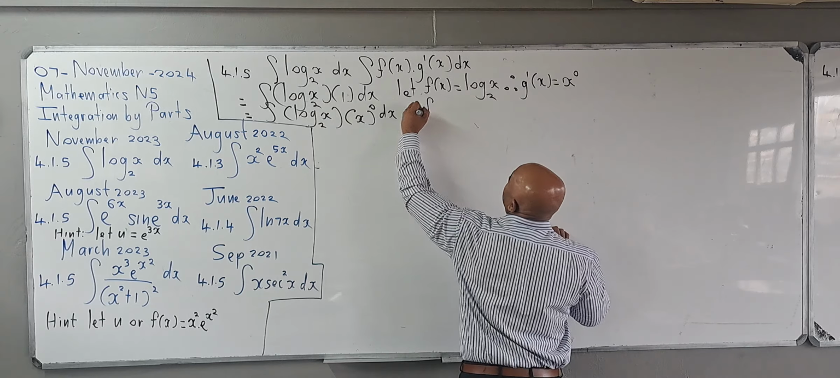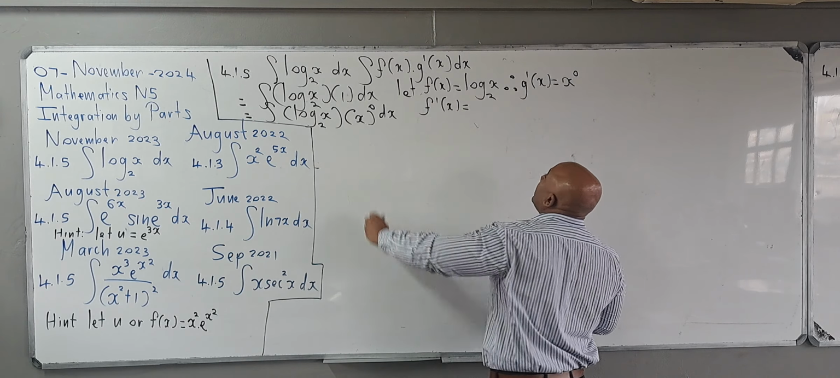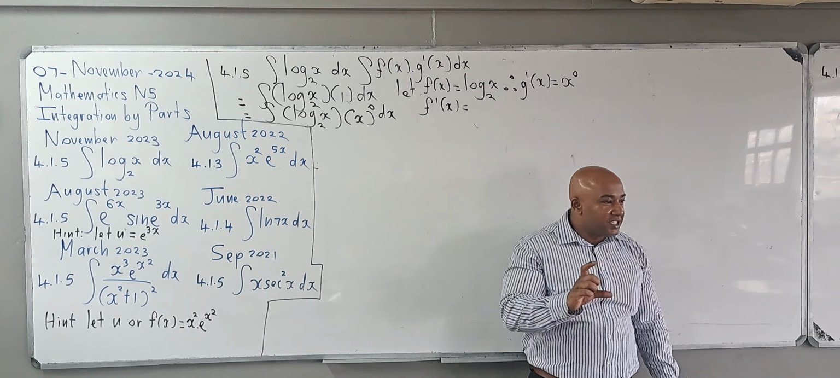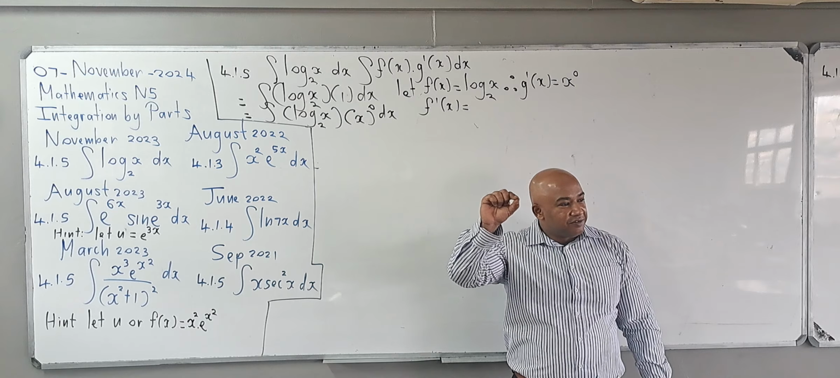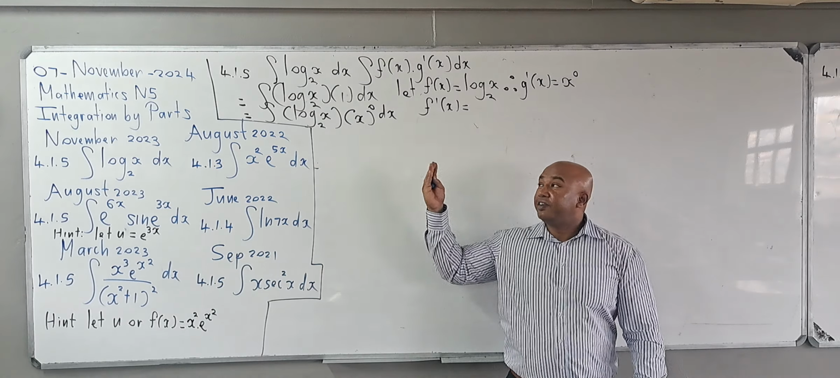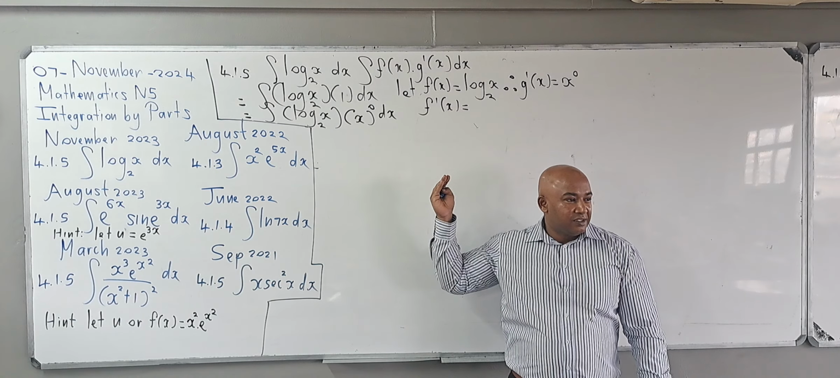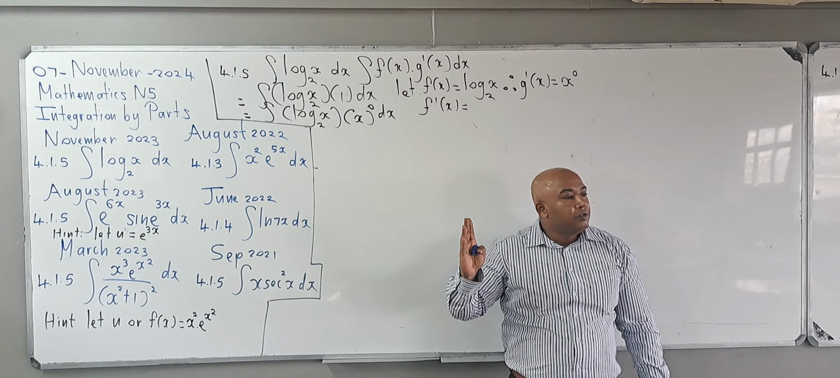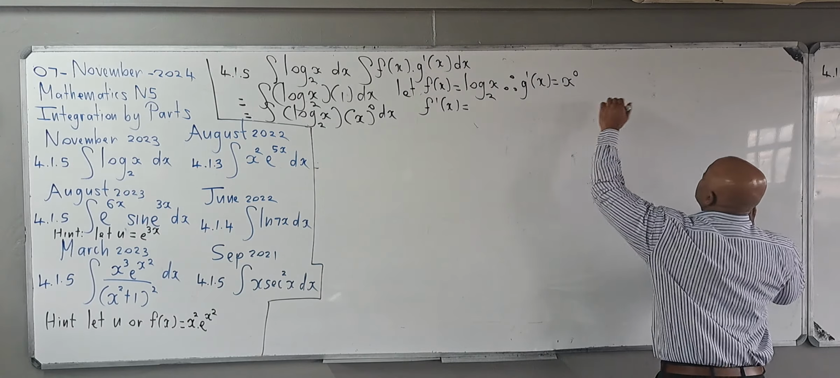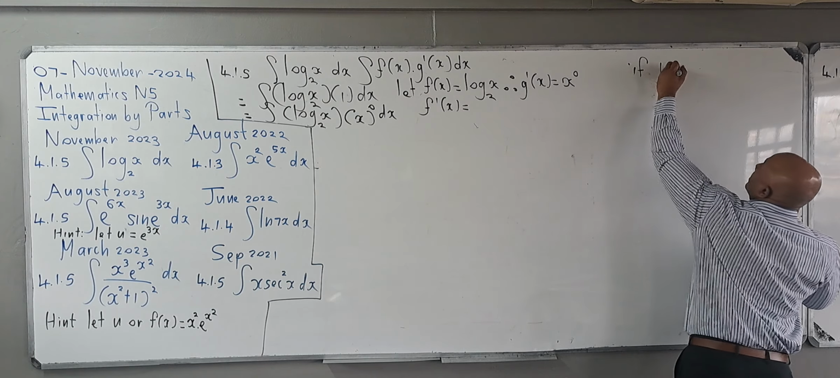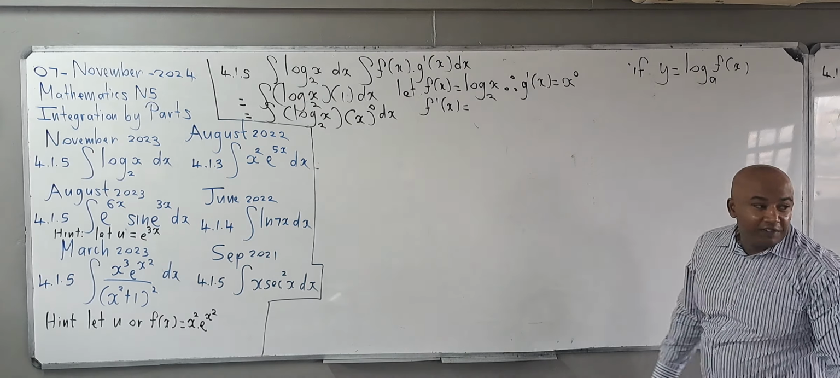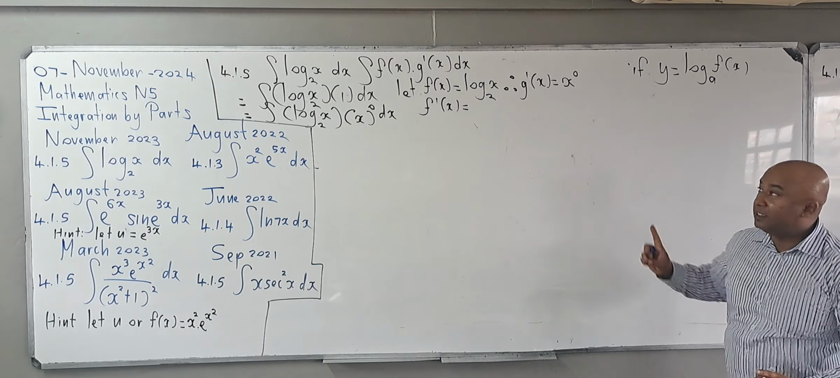Now f prime x. We need to differentiate log. The problem is, on the N5 formula sheets, they don't give you the first derivative for log. They give it for ln. So you can convert this problem from log to ln, which is a bit complicated, or you remember it from N4. What I taught you in N4 is that if y is equal to log f of x to the base a, this formula is not given. It's best to memorize this one.